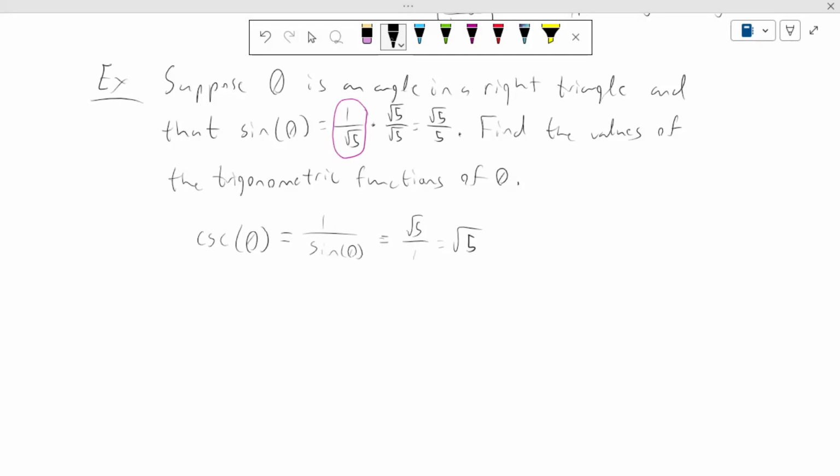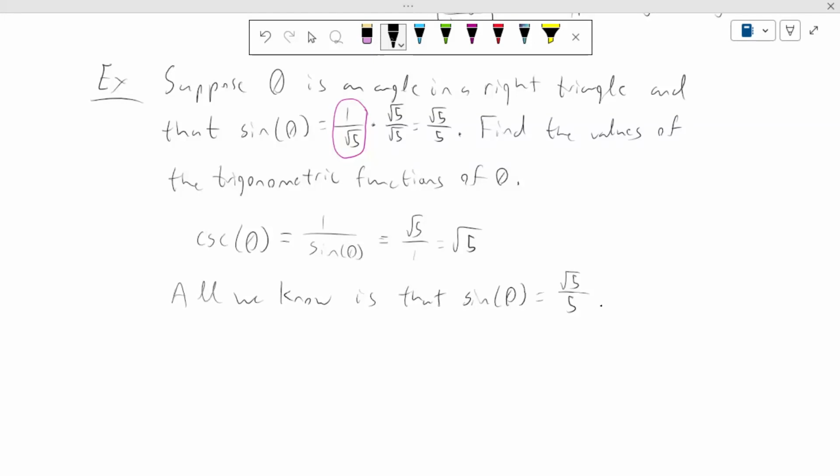All right. So now that we have that, how do we find cosine of theta, secant of theta, tangent of theta, and so on? Well, the only option we have now is to draw a right triangle. All we know is that sine of theta is equal to square root of 5 over 5.